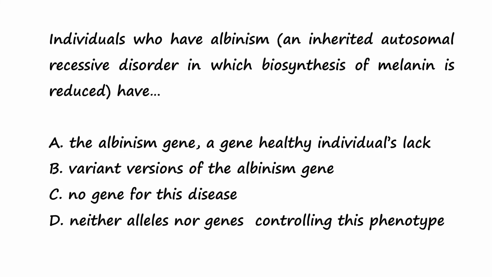And for the final question. Individuals who have albinism, an inherited autosomal recessive disorder in which biosynthesis of melanin is reduced, have: A. The albinism gene, a gene healthy individuals lack. B. Mutant versions of the albinism gene. C. No gene for this disease. D. Neither alleles nor genes controlling this phenotype. The answer is B, as individuals with different phenotypes differ in the alleles, which are a mutated or variant form of the gene.